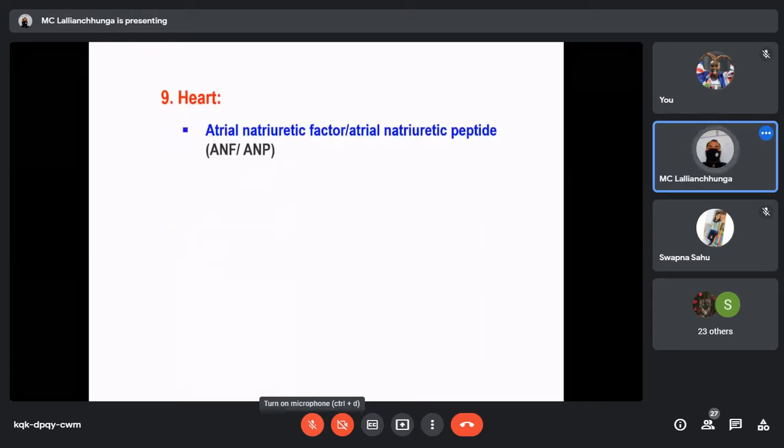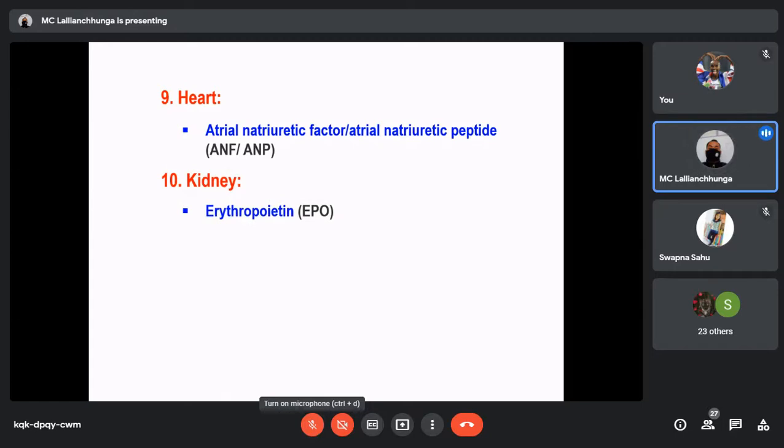So another one, heart. So heart is an endocrine gland or no? We never consider heart as an endocrine gland, but still it is producing an important hormone, atrial natriuretic factor or atrial natriuretic peptide, okay, which is released from the atrial muscle cells, and they are important in controlling the pumping activity of the heart. Okay, this is a hormone. It is peptide again. We are all talking about peptide hormones only.